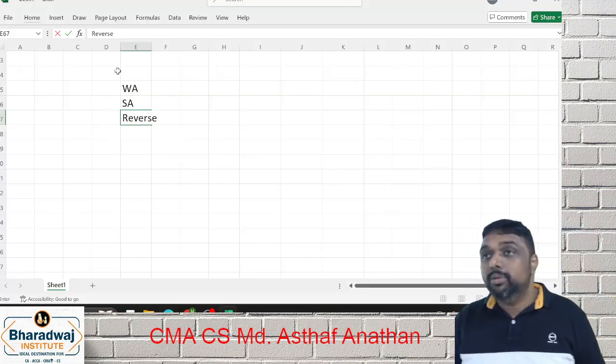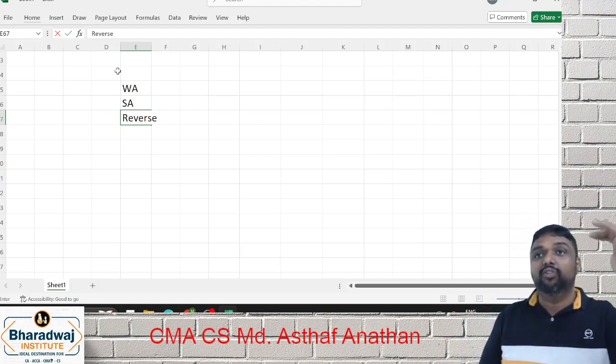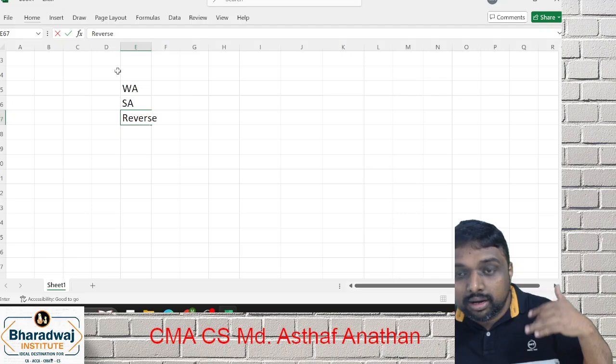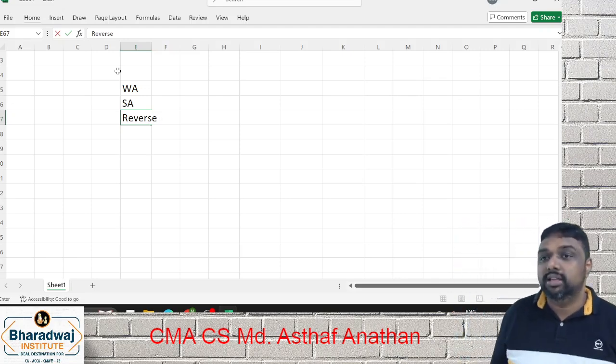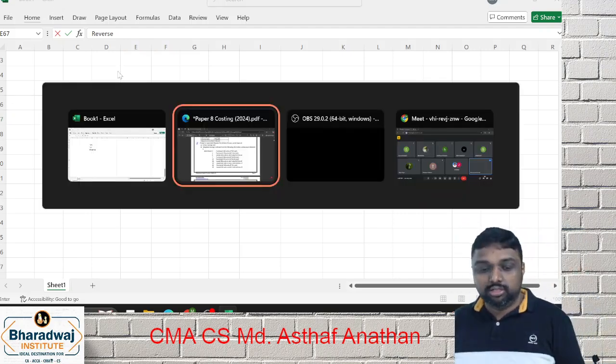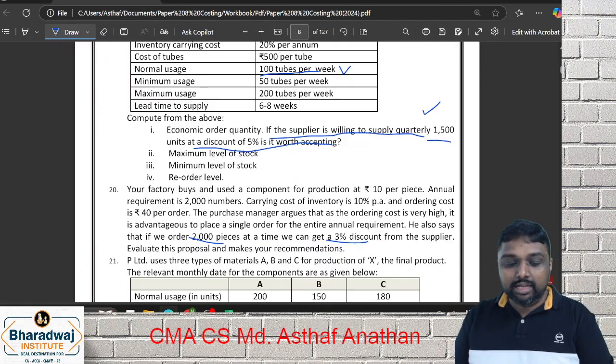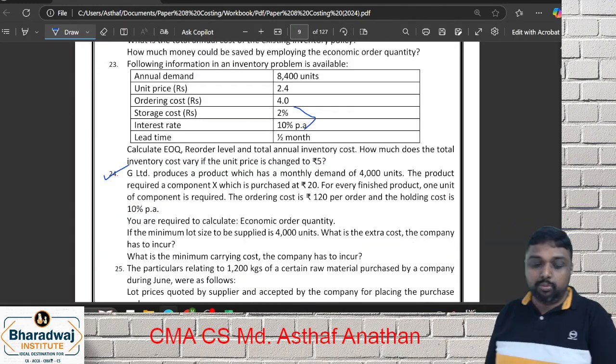But the problem is what? If you revise stores or general, we start FIFO and stop it there. But what do we have to go for in the exam? Mostly weighted average, simple average and reverse calculation. So these are all the main areas of the material chapter. So we covered all the problem areas.